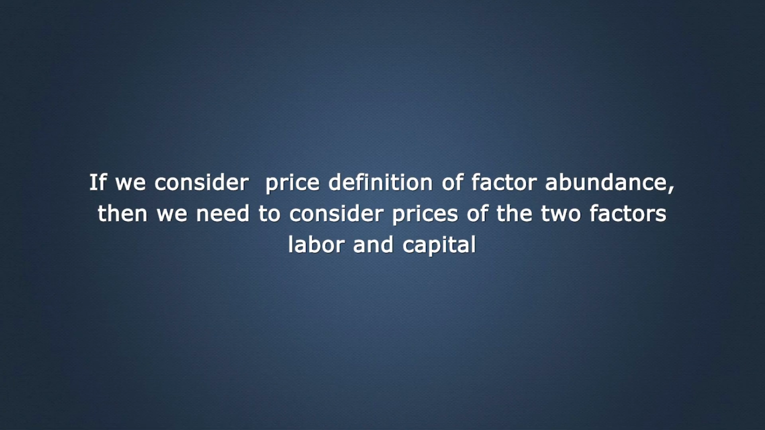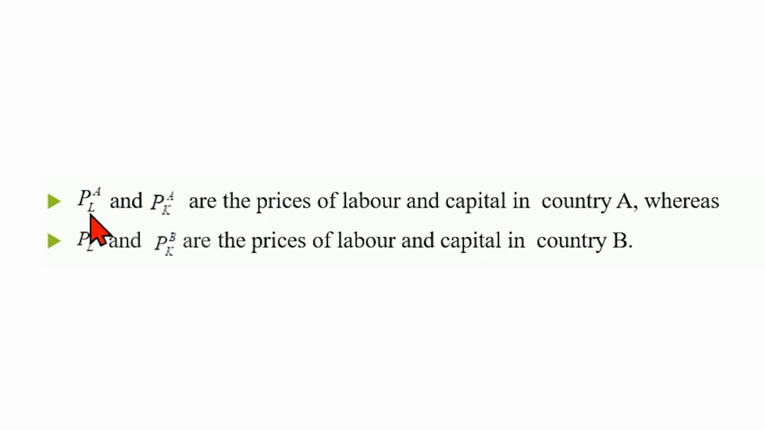Now, if we consider price definition of factor abundance, then we need to consider prices of the two factors labor and capital. Again, we assume PLA stands for the price of labor in country A and PKA denotes price of capital in country A. On the other hand, PLB denotes price of labor in country B, whereas PKB denotes price of capital in country B.